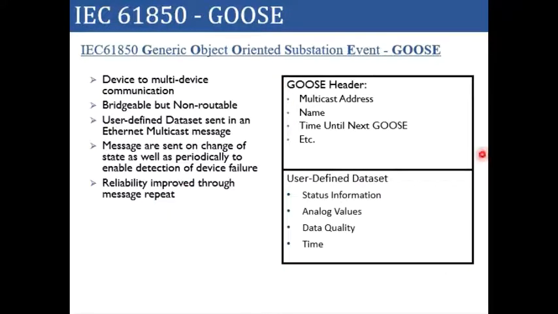So what will be the structure of a GOOSE message? We will have one GOOSE header where we will store the multicast address, name, then the information of the time until the next GOOSE is generated, and so on. And then the second part will be the user defined dataset where status information, analog value, data quality, and the time information is stored.